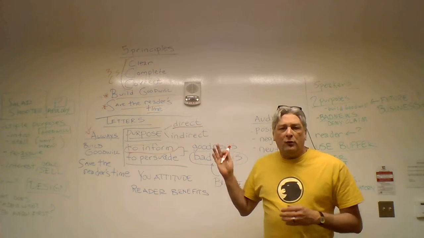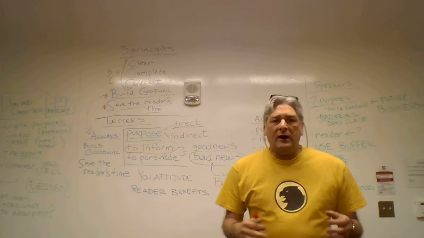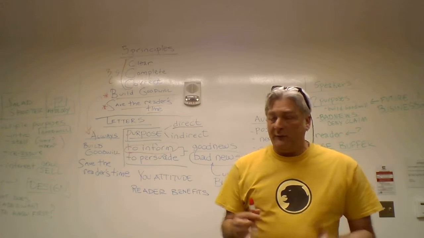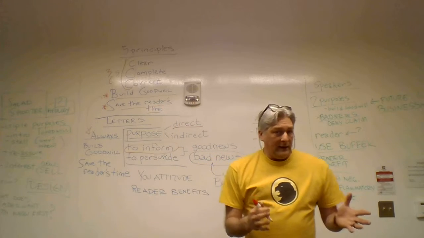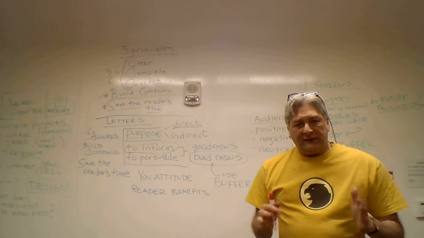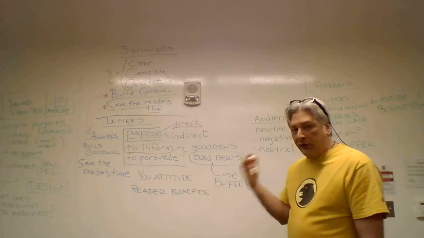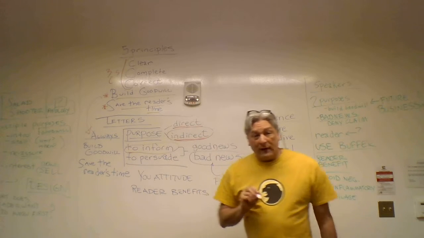We want to build goodwill, but we don't have to be as worried about our strategies. We're not trying to persuade people when we're writing them directly to inform them of something. We certainly want to be complete and correct and uphold those principles. But we don't have to think as much about style and the way that we write the communication as we do with other communications. But other communications have to be indirect.